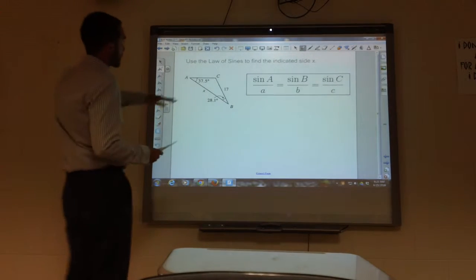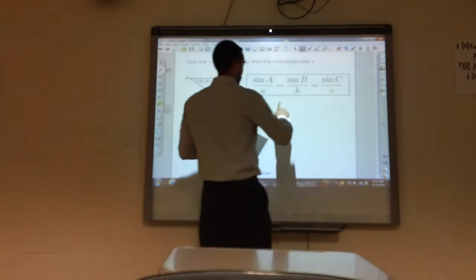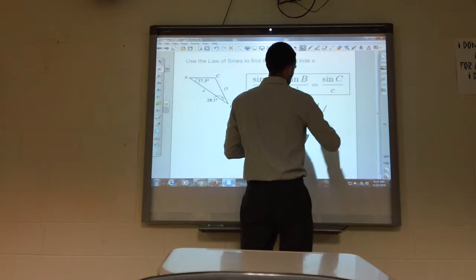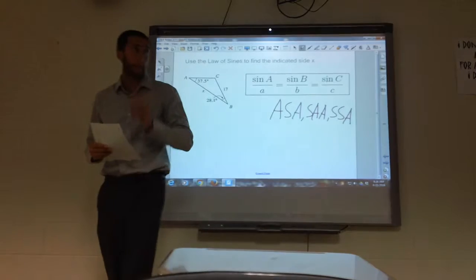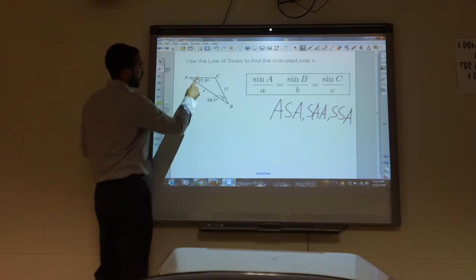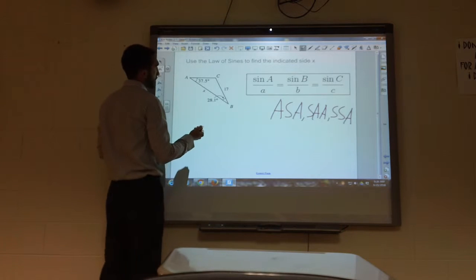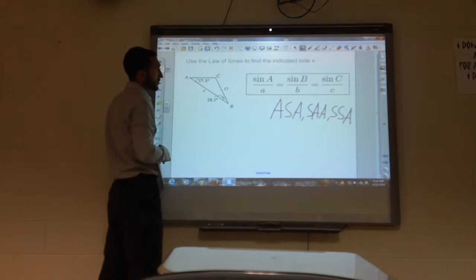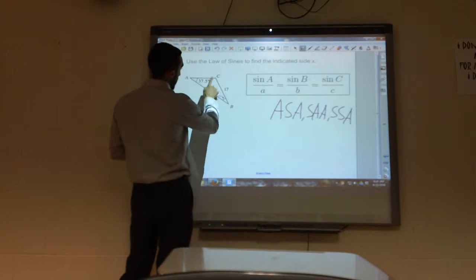So they want us to find this side x. Okay, it's important to know that we can use law of sines when we have angle, side, angle; side, angle, angle; and side, side, angle. That's when you can use law of sines. So angle, side, angle: if we had this side, we could use it. Or side, angle, angle: here we have side angle angle, so we can use law of sines. Or if we had side angle, we could use it.